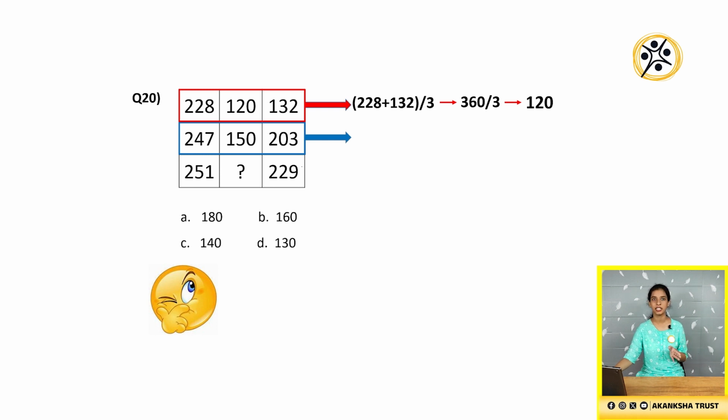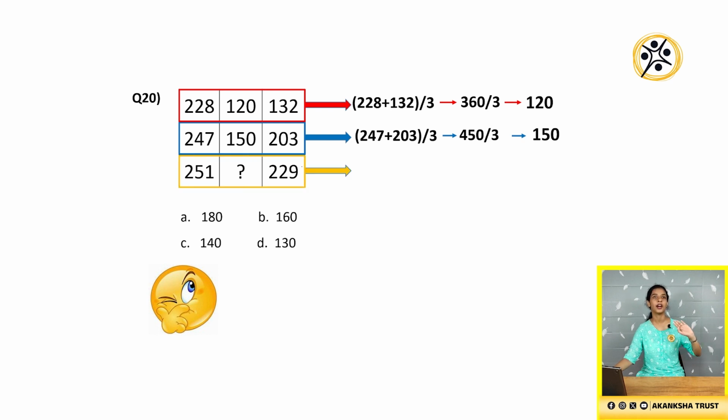Let us check the second row entry as well, that is 247 plus 203 when divided by 3 should give us the answer of 150. So that is 450 when divided by 3 gives us 150, and yes, that is our second row entry. So let us apply the same logical relationship for the third row entry as well.